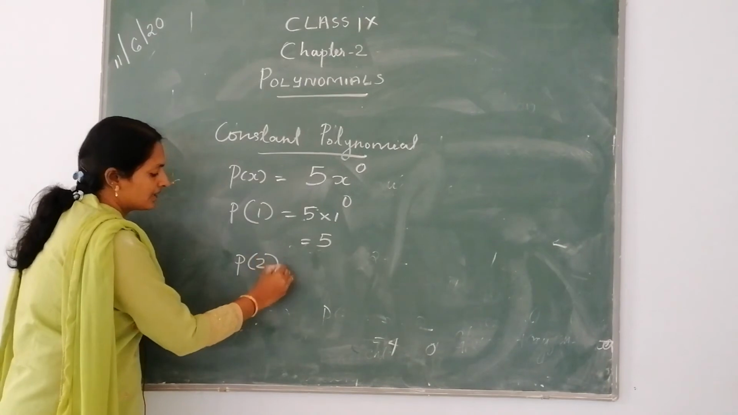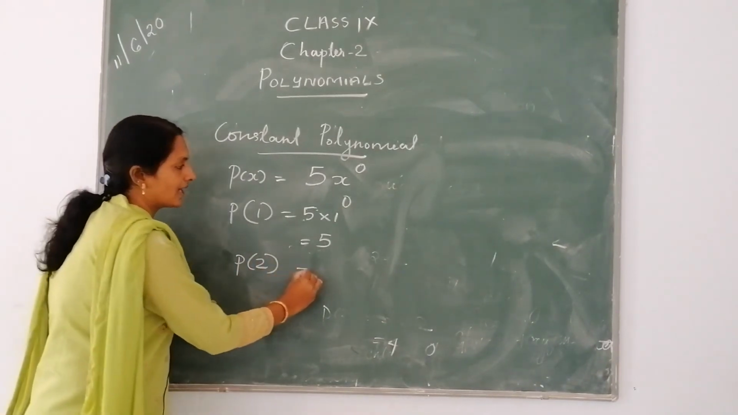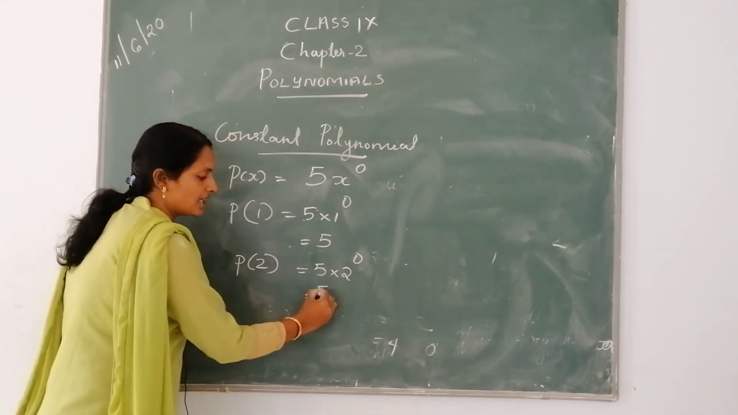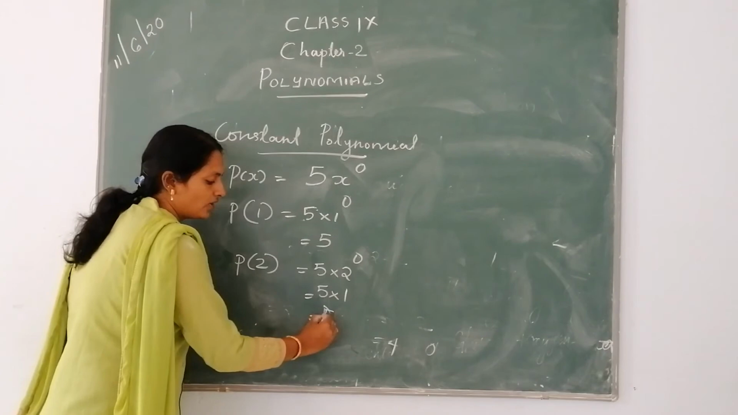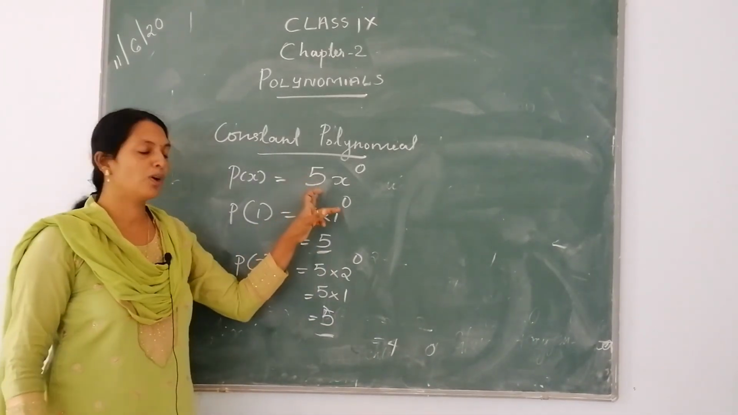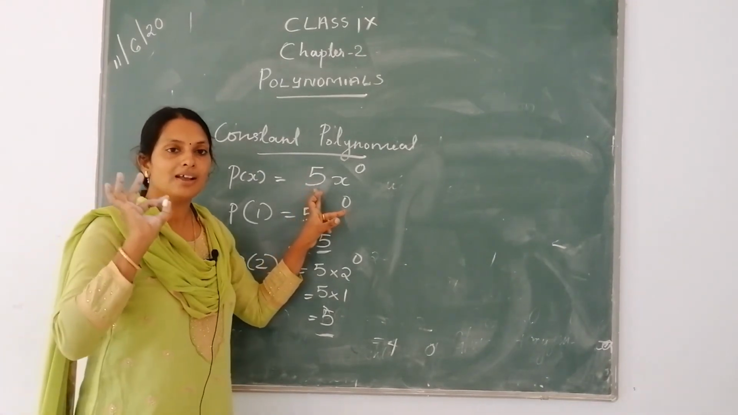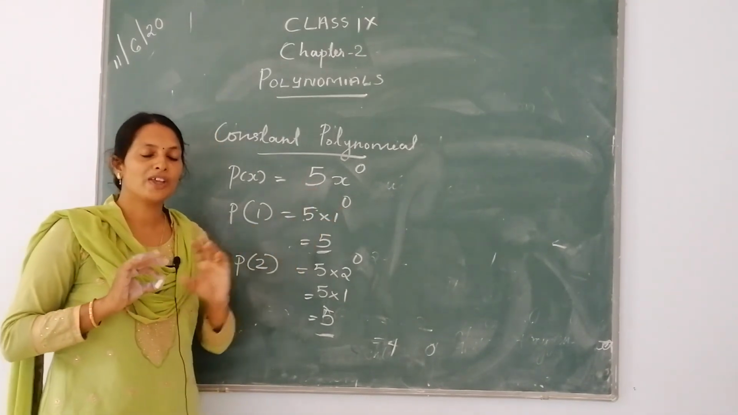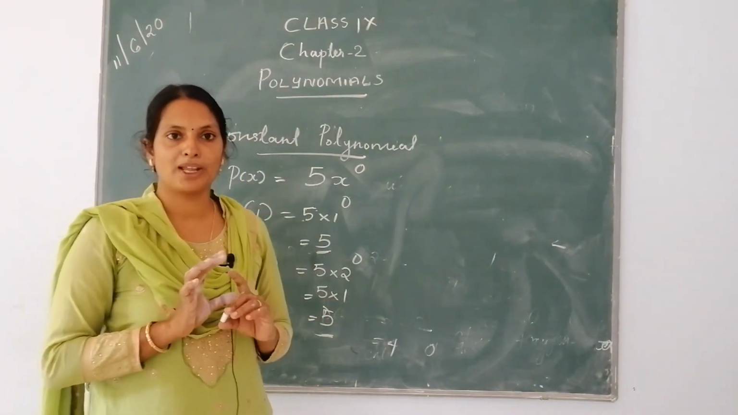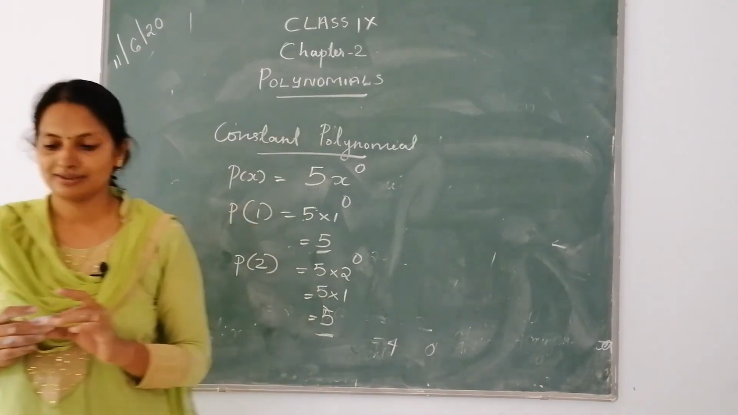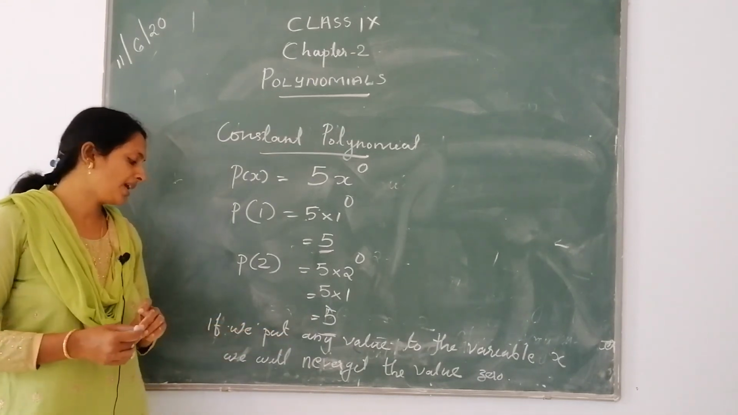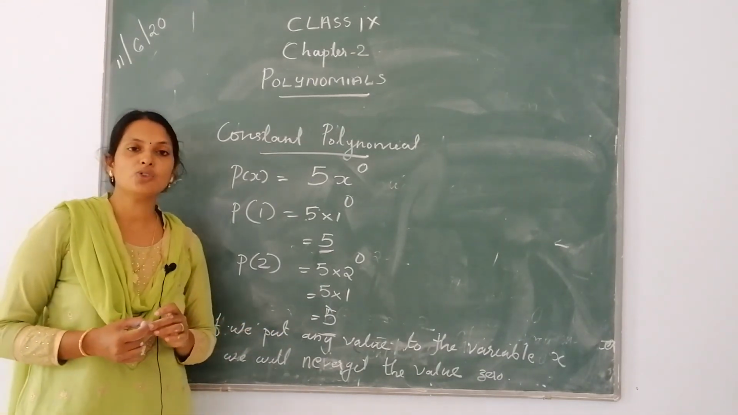Then we will put 2, we will get 5 into 2 raised to 0. What is the value of 2 raised to 0? That is equal to 1. That is 5 into 1, 5. That is the constant. We will put any value into that polynomial, we will always get that constant. So we cannot find the zero or root of that constant polynomial. Do you understand? If we put any value to the variable x, we will never get the value 0.